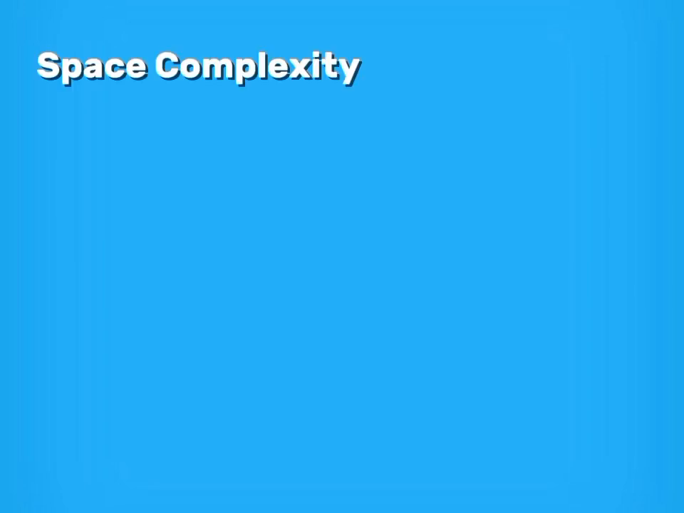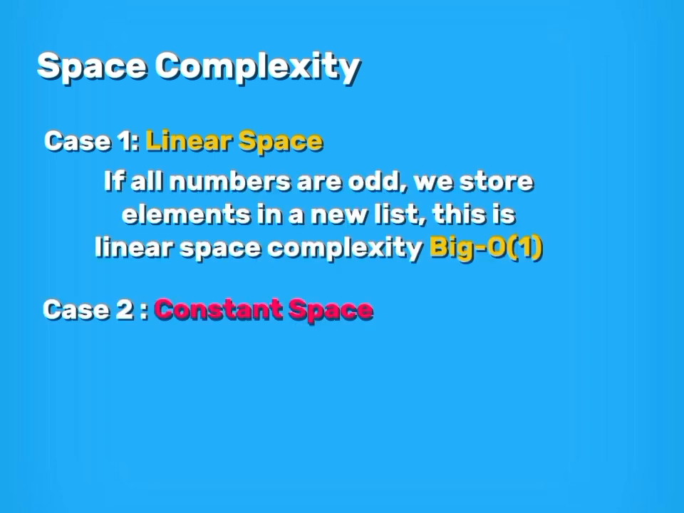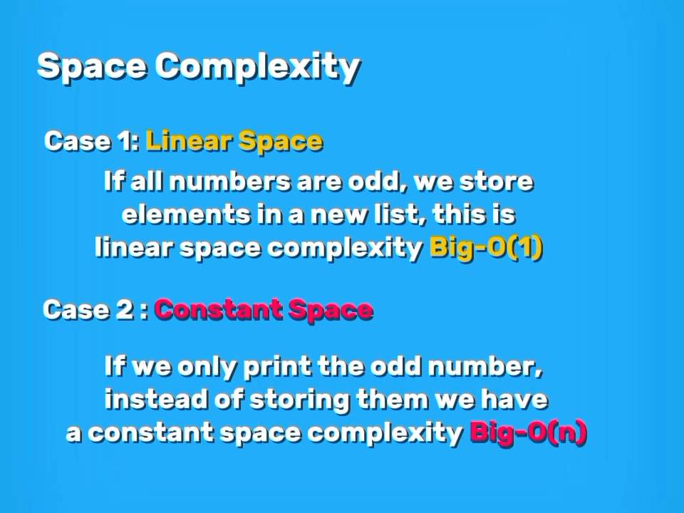In terms of space complexity, we have two categories. First is linear, second is constant. If all numbers are odd, we store elements in a new list. Consequently, we have a linear space complexity of big O(n) notation. On the other hand, if we only print the odd numbers instead of storing them, we have a constant space complexity, which is big O(1) notation.